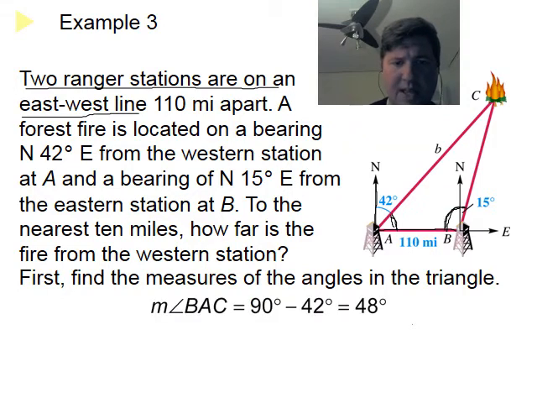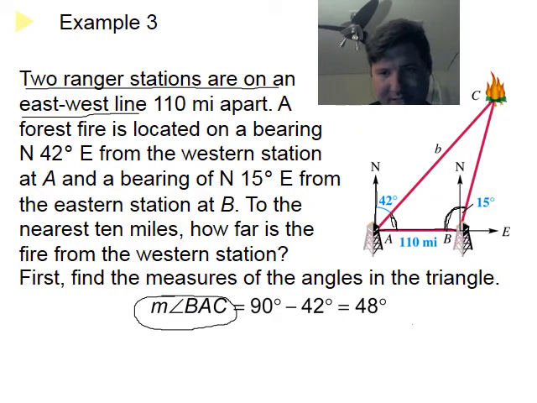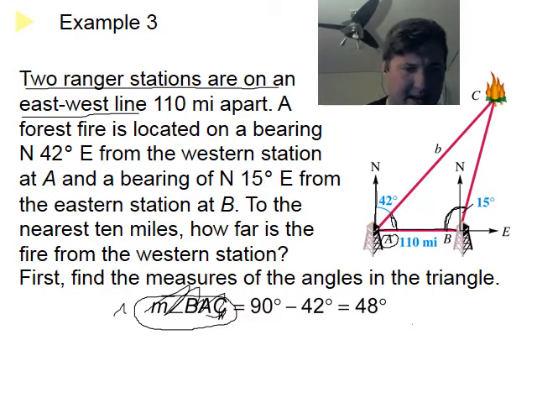Okay, so we find the angles, and this is such bizarre notation. I understand that trig books use it, but this is just ridiculous. The measure of angle BAC. Yeah, whatever. Angle A. We're going to call this angle A, like we've got it labeled. A is 90 minus 42, and that gives us this 48.